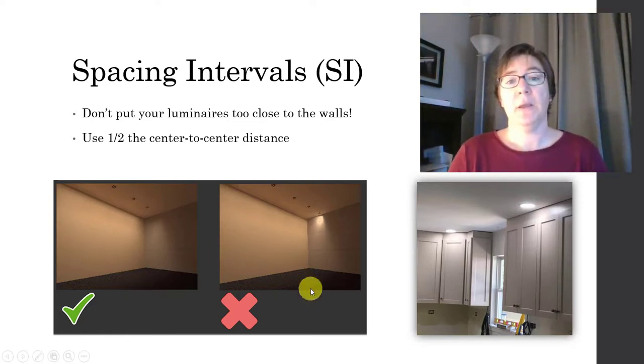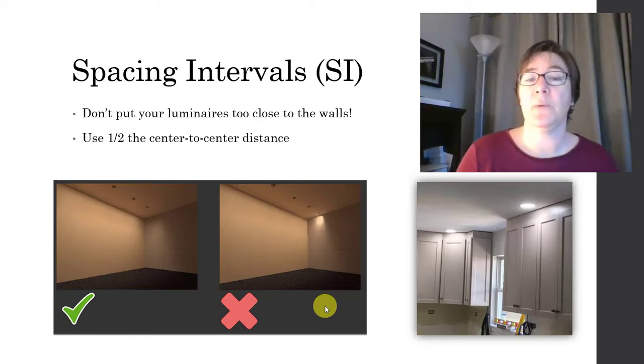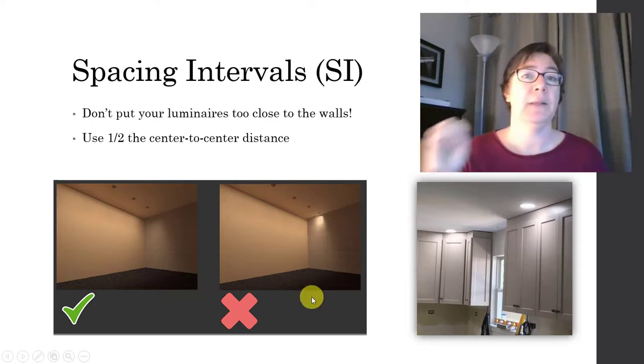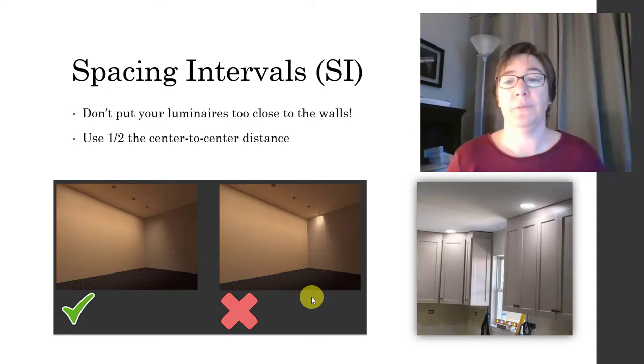On the right hand, we've got the same fixtures, but they're spaced differently, and one of them is too close to the wall. If you look at that, it looks like it's only 4 to 6 inches away from the wall. It's giving a big glare on that wall. It's distracting, and that's not what you're aiming for with this particular lighting design. So space it a little bit further away from the wall.